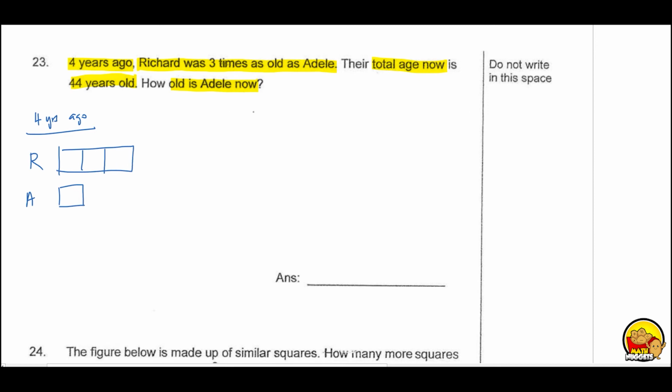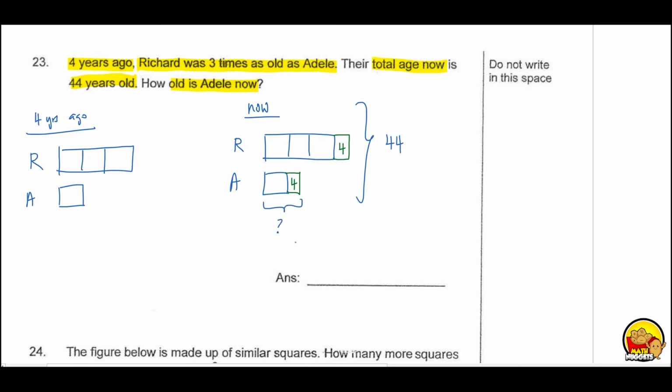And now, their total age is 44 years old. Now, how would the now model look like for Richard and Adele? From 4 years ago, they would have each grown older, right? Gotten older by 4 years, isn't it? Richard would have a 4 there. Adele would have the 4 there as well. And the total age now is 44. So we're trying to find Adele now.